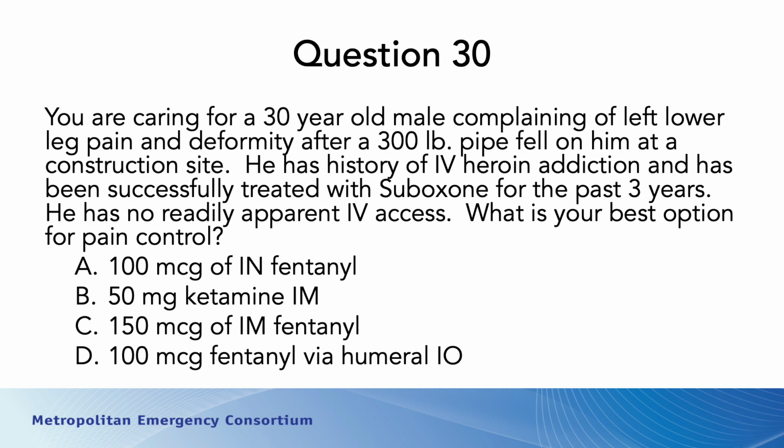So for me, the best option is the intramuscular ketamine. It's quick, it's easy. You can give it to him in either of his thighs. You could think about intranasal fentanyl, but I like the absorption of ketamine. I would like to avoid narcotics in this gentleman who has a history of IV heroin addiction because I don't want to re-expose him, if possible, to fentanyl.